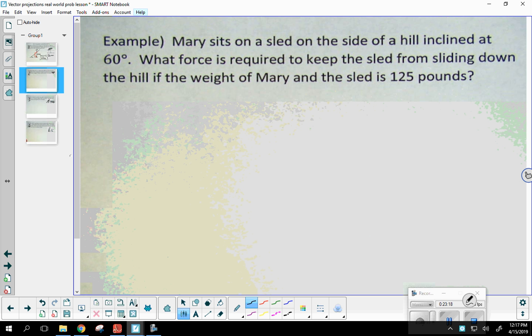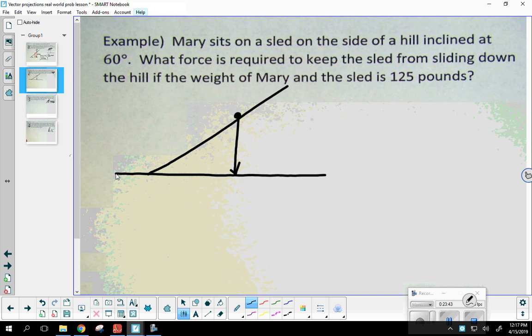So let's start with the diagram. Always start with the horizontal line. Draw my incline. So in this case, it's a hill. I typically just go ahead and draw a dot to represent whatever it is here. So here we got Mary sitting on a sled. So the first thing I'm going to draw is the force vector that goes straight down. How am I going to label that? Because Mary and the sled weigh 125 pounds. So that's the amount that we're pushing down.